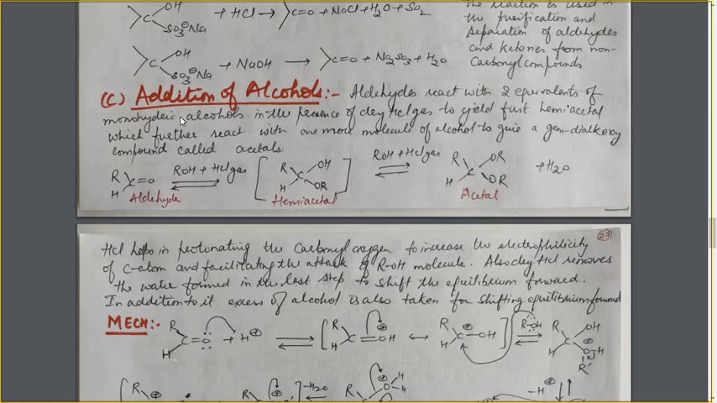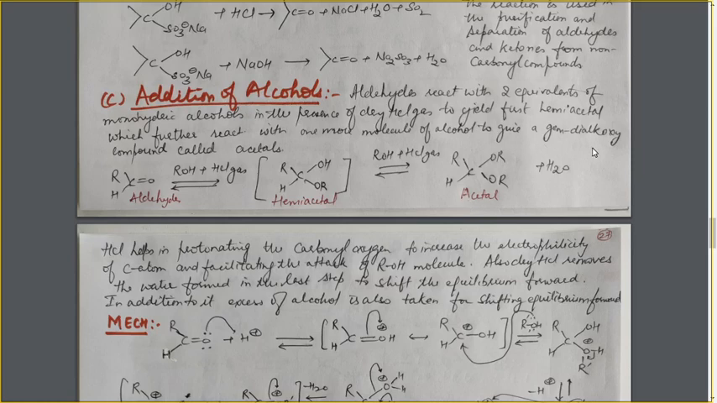Two equivalents of monohydric alcohol in the presence of dry HCl gas as catalyst yield first the hemiacetal, which further reacts with one more molecule of alcohol to give a gem dialkoxy compound called the acetal. तो जो एल्डिहाइड है वो आपके पास दो अल्कोहल मॉलिक्यूल के साथ रिएक्ट करता है. इनिशियली वो एक अल्कोहल मॉलिक्यूल के साथ रिएक्ट करेगा और आपको हेमिएसीटल देगा, और फिर बाद में वो एक और अल्कोहल मॉलिक्यूल के साथ रिएक्ट करेगा और कंप्लीट एसीटल, जेम डायल्कोक्सी कंपाउंड.